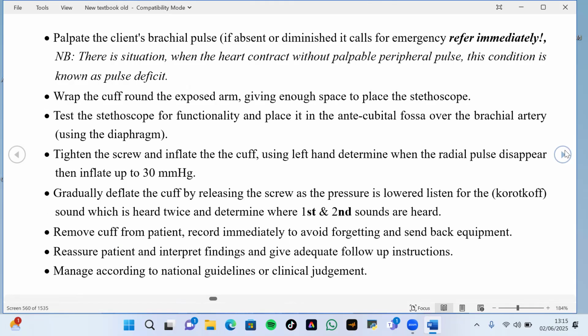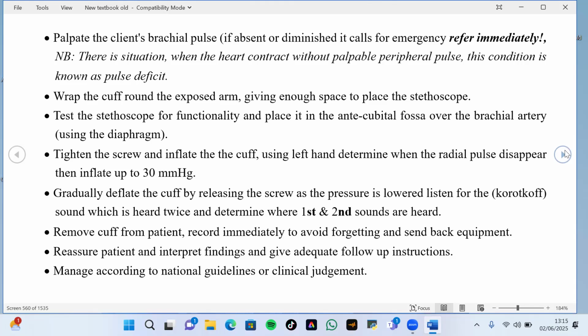Palpate the client's brachial pulse. It is important. But if once you palpate, you cannot feel it, please refer that as an emergency condition. Wrap the cuff around the exposed arm, giving enough space to place the stethoscope. Test the stethoscope for functionality and place it in the antecubital fossa over the brachial artery using the diaphragm.